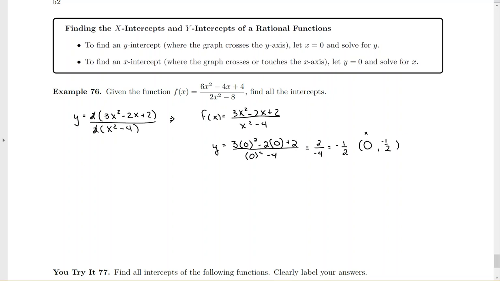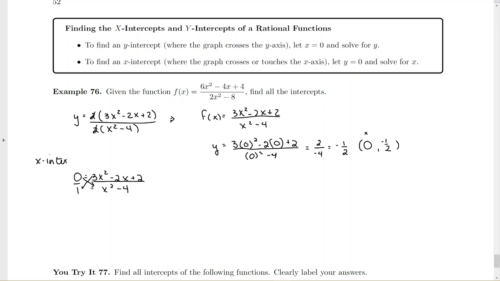To find an x-intercept, we go back to our function that's reduced, and I'm going to let y equal 0 this time. So I have 3x squared minus 2x plus 2, and on the bottom, x squared minus 4. So this is the one that requires a little bit of algebra to find those x-intercepts. And one thing I'm going to do is cross multiply. You can put any number divided by 1 and clear the fraction. You can also multiply both sides by the denominator. It'll do the same thing.